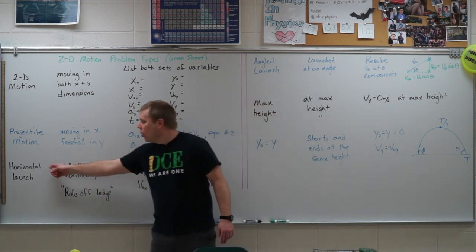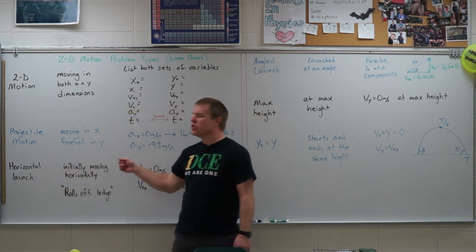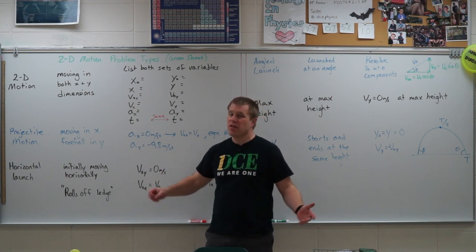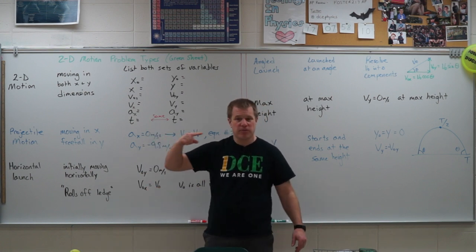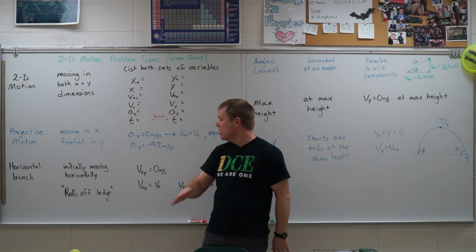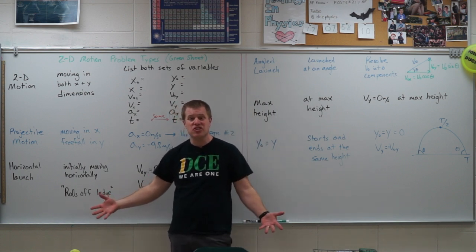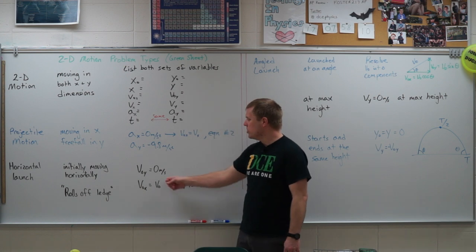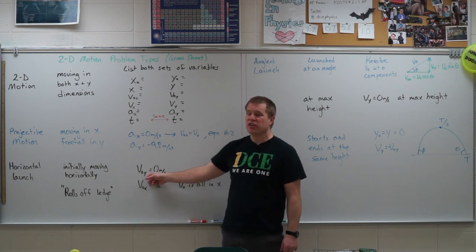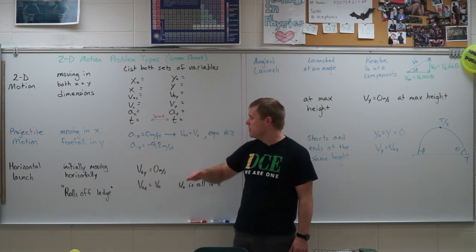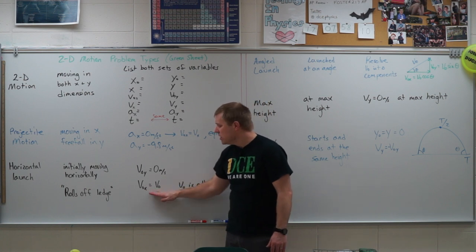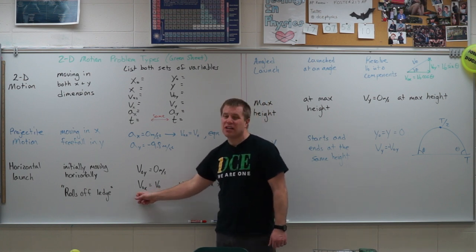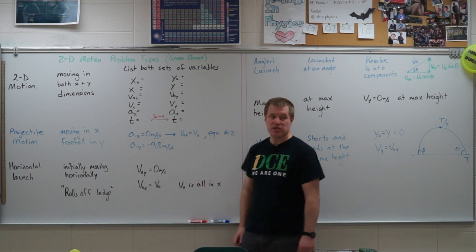Horizontal launch means we're initially moving horizontally, whether that's a baseball thrown horizontally, a bullet fired horizontally, a bow fired horizontally, or something just rolling off a ledge, sliding off a table. All of those qualify as a horizontal launch. That tells me the initial vertical velocity is 0. It's not moving up and down initially. So all of the initial velocity, V naught, is all in the X direction.